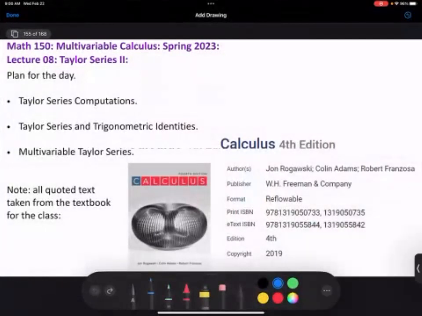Okay, so welcome to Math 150. This is lecture 8. What we're going to do today is continue with applications of Taylor series. We're going to use this to finish reviewing chapter 10. So you should have already started working on some of the homework problems. You should have already started reading the material from chapter 12.